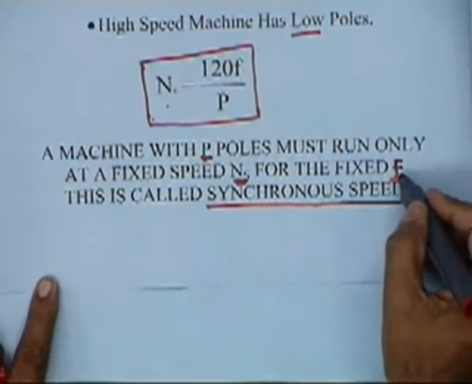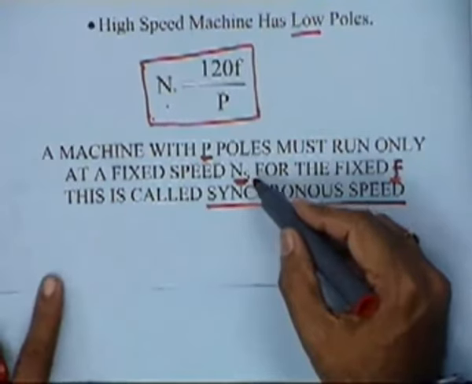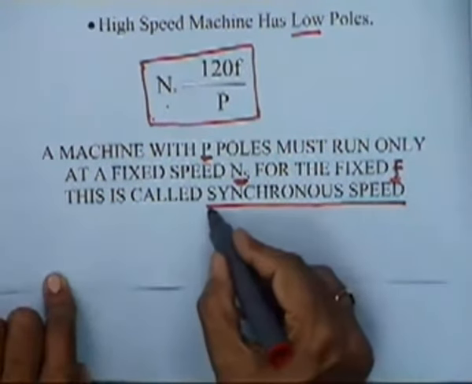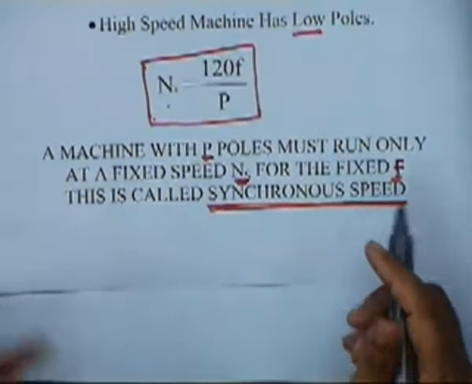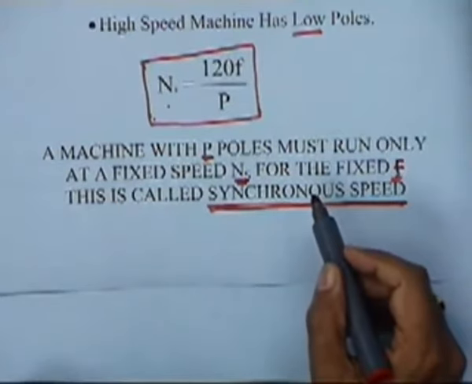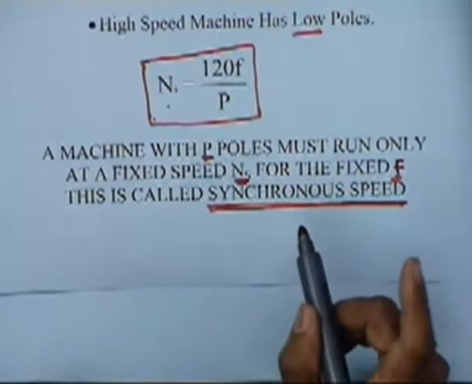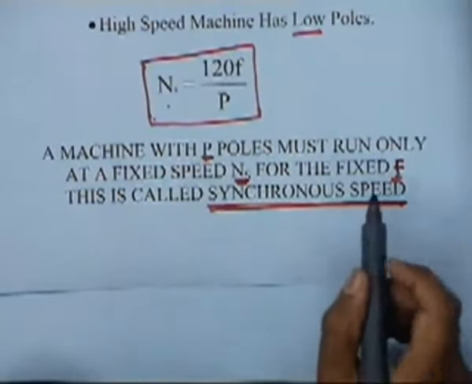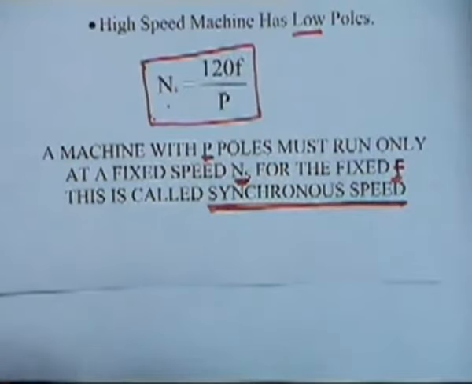If the frequency has to be fixed, then ns must be fixed. Since it is a fixed speed, that speed is called the synchronous speed. That means we come to an interesting relation. Why do we call it a synchronous machine? Because it can only run at one particular speed, the synchronous speed for the specified frequency f, and it should not run at any other speed.